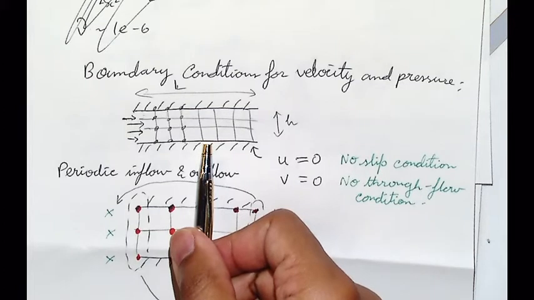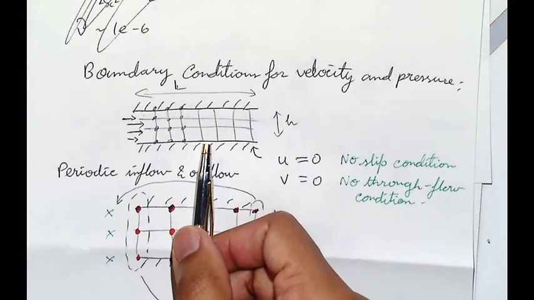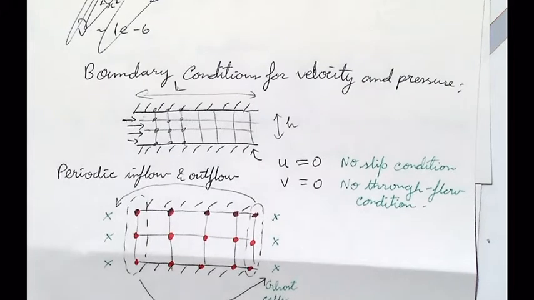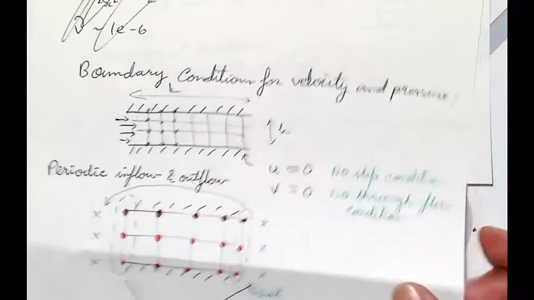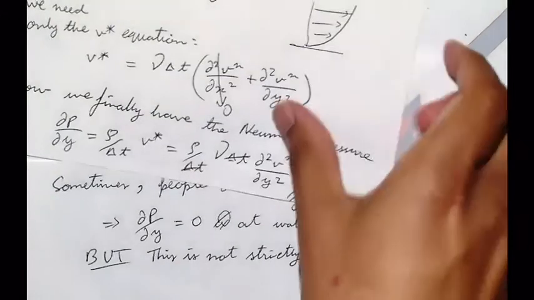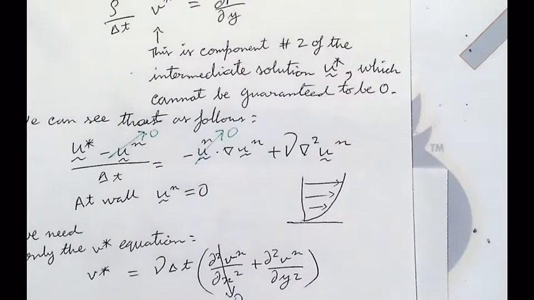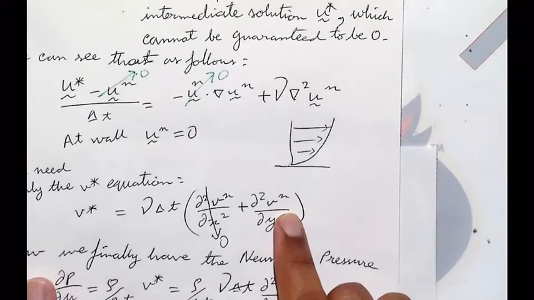At the wall? Yeah, that's an assumption in the boundary layer. No, but for the U, not the vertical velocity, that would be 0. Yeah, it's not 0. Only del 2 U by del y square would be non-zero.